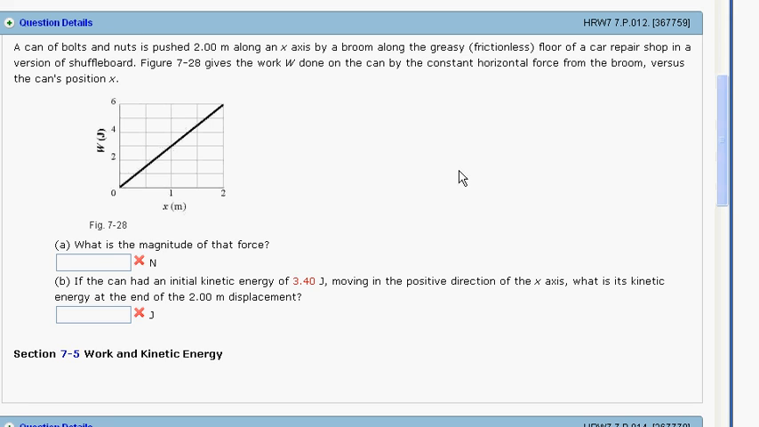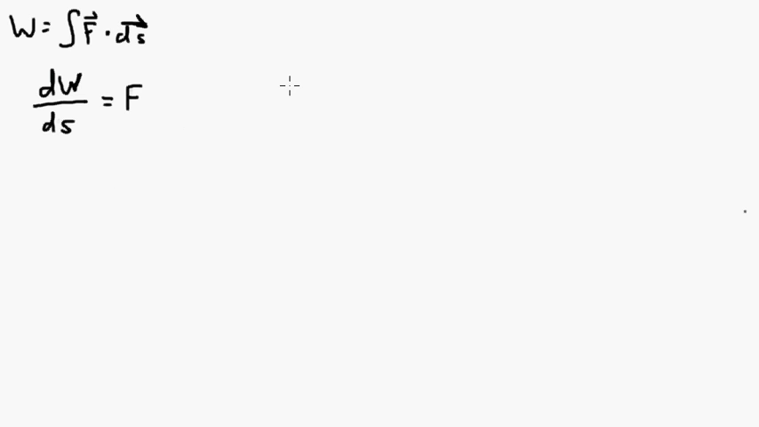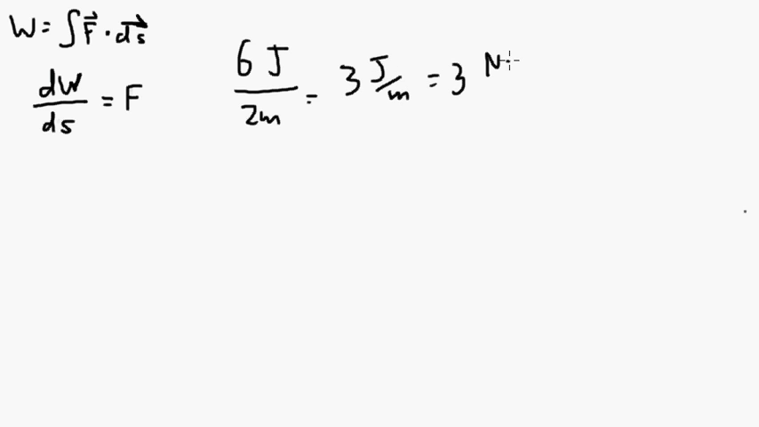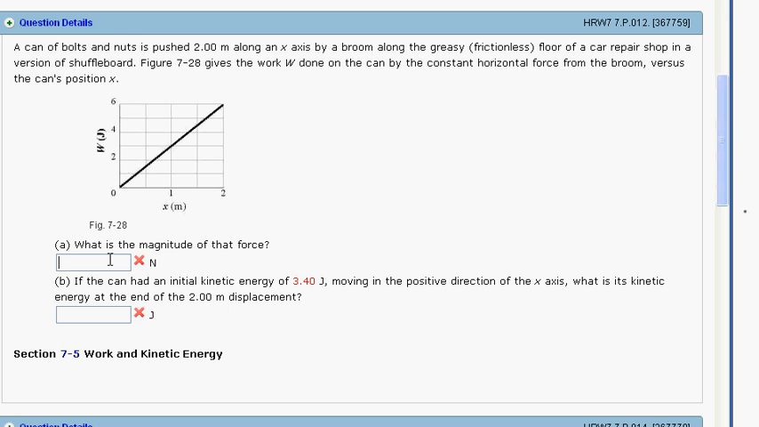Rise over run is 6 joules over 2 meters, which is 3 joules per meter, and a joule is a newton meter, so that's newton meters per meter. So the slope of that is 3 newtons. Okay, so there we go. So the answer should be 3. I'm just going to check that and make sure I'm not doing something incredibly stupid.